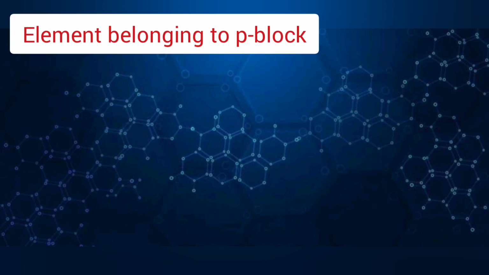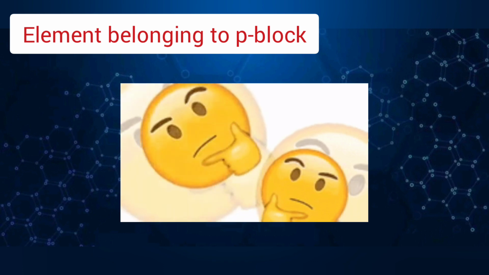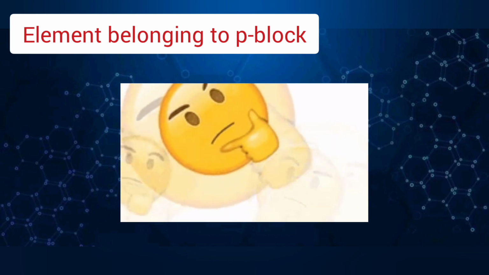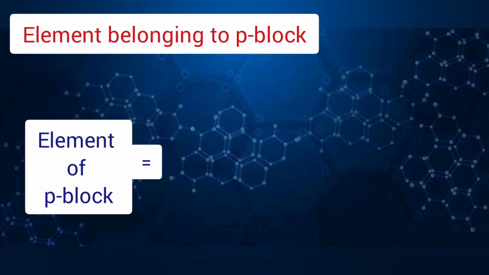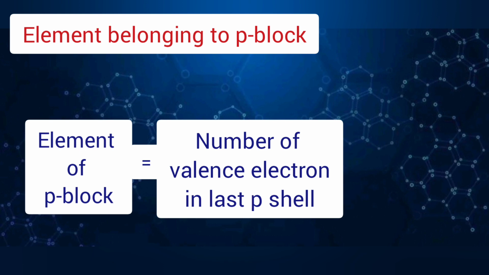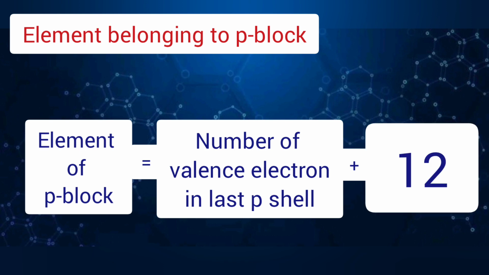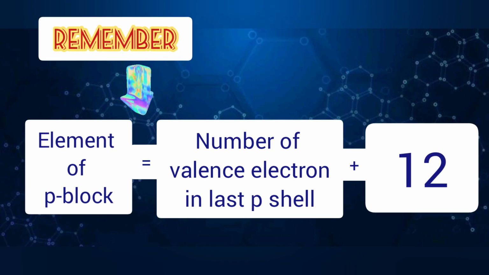Now, let us take an example of an element belonging to the p block. If the element belongs to the p block, then what we'll have to do is add the number of valence electrons, or the number of electrons which are present in the last p subshell, plus we will have to add 12 to it. So the formula is adding 12 to the number of valence electrons which are present in the p subshell, right?